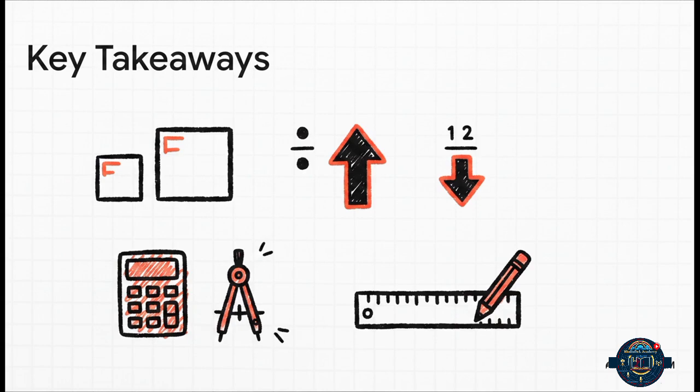2, if that first number in your scale is bigger, it's an enlargement. 3, if the first number is smaller, it's a reduction. 4, you've got 2 great methods in your toolkit, calculation and construction. And finally, number 5, be neat. Precision with your drawing tools is everything.